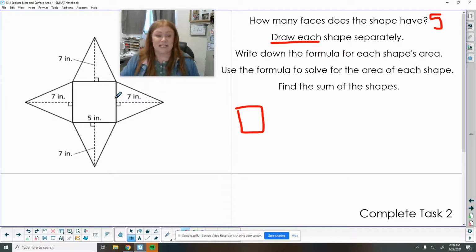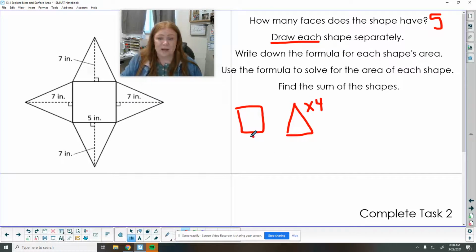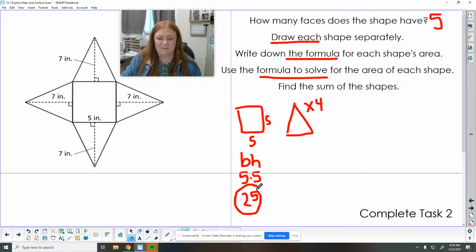Since it's a square, they're all the same. So that means this triangle is 5 by 7, 5 by 7, 5 by 7, 5 by 7. I have this triangle and I have 4 of those. I know that this is 5 and 5, and the formula to find that is base times height. So I wrote down the formula. Now I'm using the formula. Base is 5, height is 5. 5 times 5 is 25.